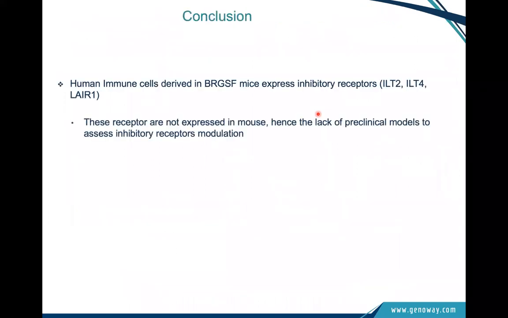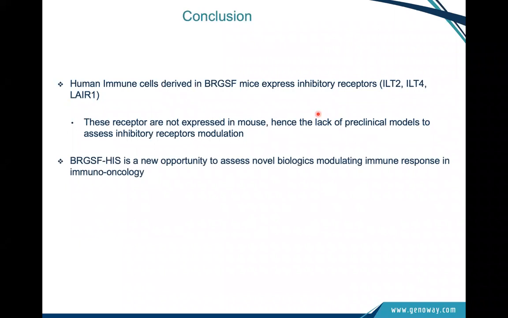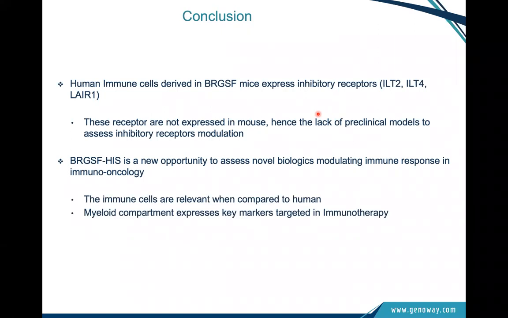So in conclusion, the immune cells developed in those mice do express certain inhibitory receptors which are very human specific. The model could be used as such to test biologics that modulate those receptors, and that's the only way to do it as a preclinical model, because mice don't express those receptors.